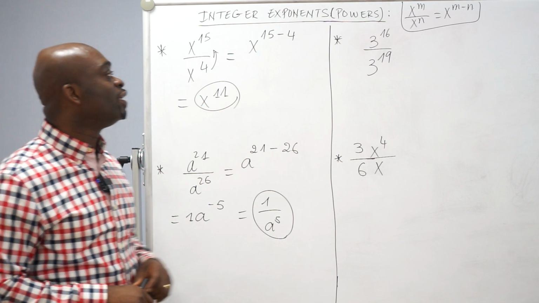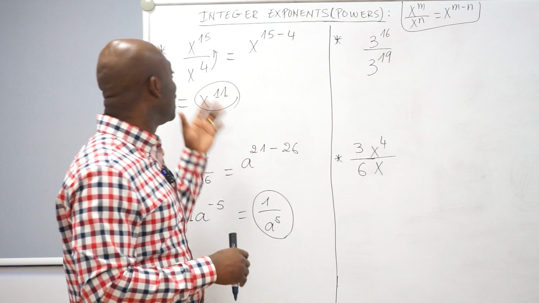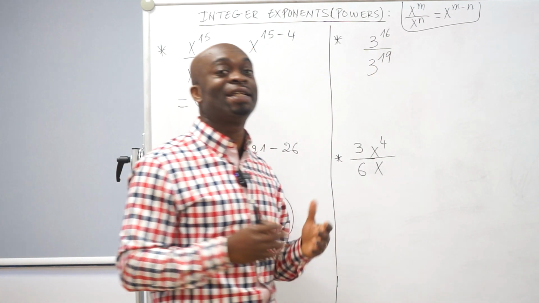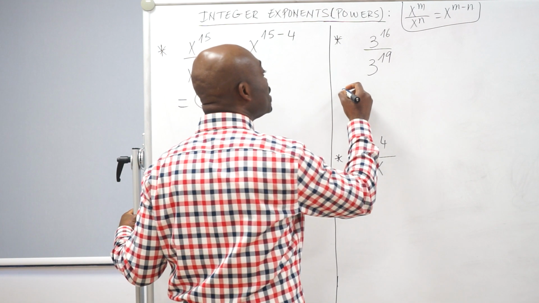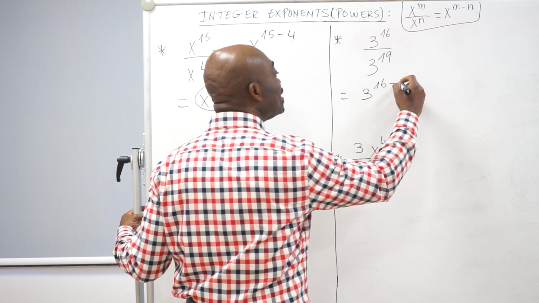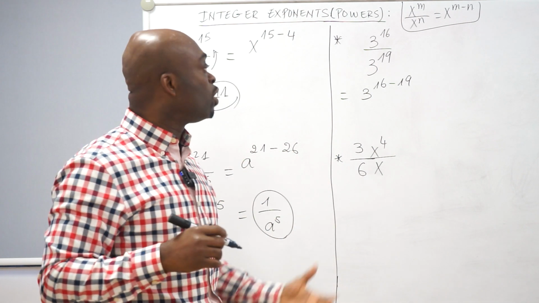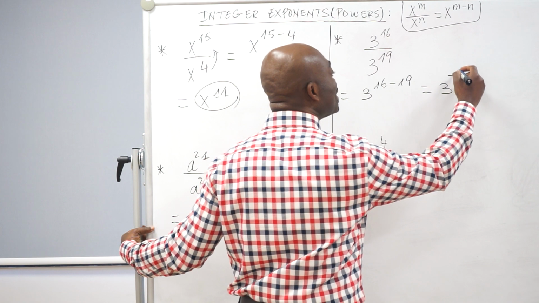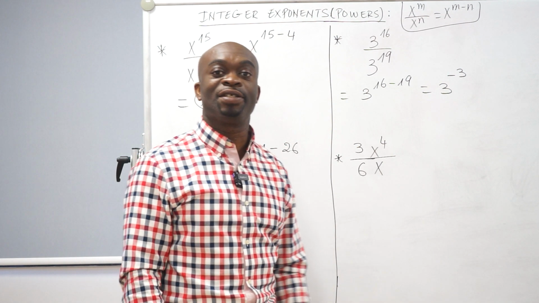Let's go to the third one. The base now is a number, no more x or a. It's 3 power 16 over 3 power 19. The same rule applies. So this is equal to 3 to the 16 minus 19, and 16 minus 19 is -3.